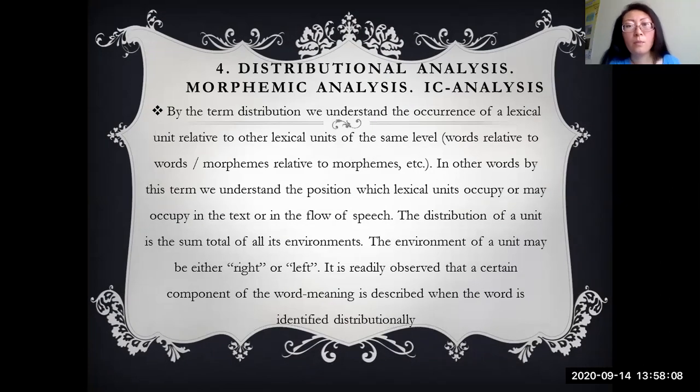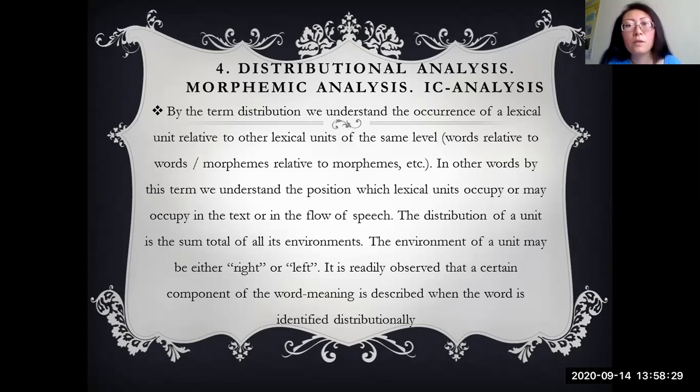And our last part: distributional analysis, morphemic analysis, and IC analysis. And here we're going to talk about analysis that helps us to study theoretical grammar.